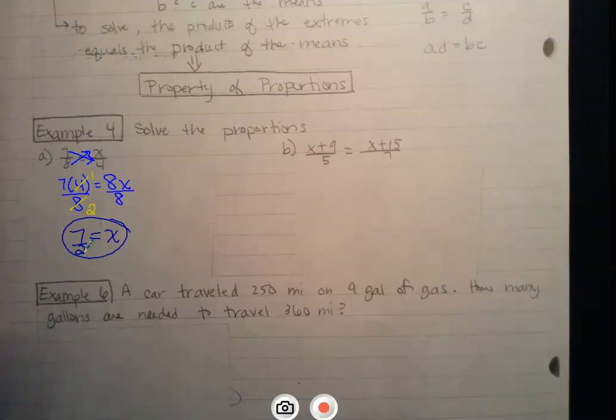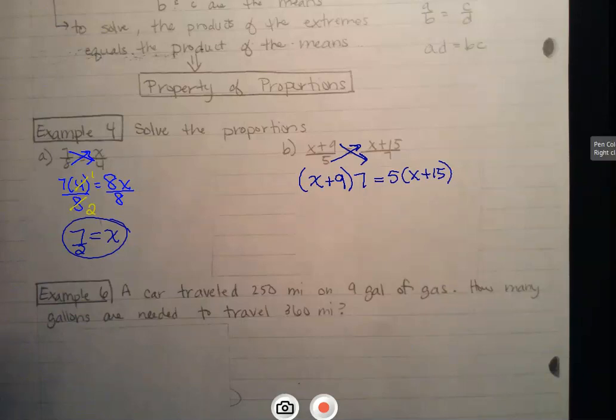All right, for the next one, same things. We're going to multiply the extremes. So x plus 9 times 7. So we're going to have the quantity x plus 9 times 7 equals 5 times the quantity x plus 15. In this case, we have the distributive property, so we have to distribute first. Even though the 7 is behind, it's still the distributive property. So we're going to have 7x plus 63 equals 5x plus 5 times 15 is 75.